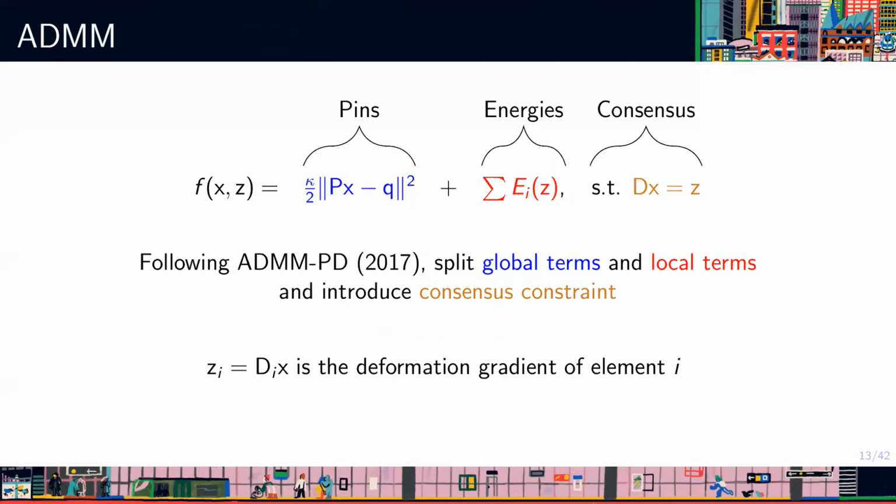In our case, we follow the ADMM PD algorithm and split our objective into global and local functions. Global being the positional constraints and local being the deformation energies. It also introduces an auxiliary variable, which we define as the deformation gradients of the elements, along with a consensus constraint to ensure that the variables agree at convergence.